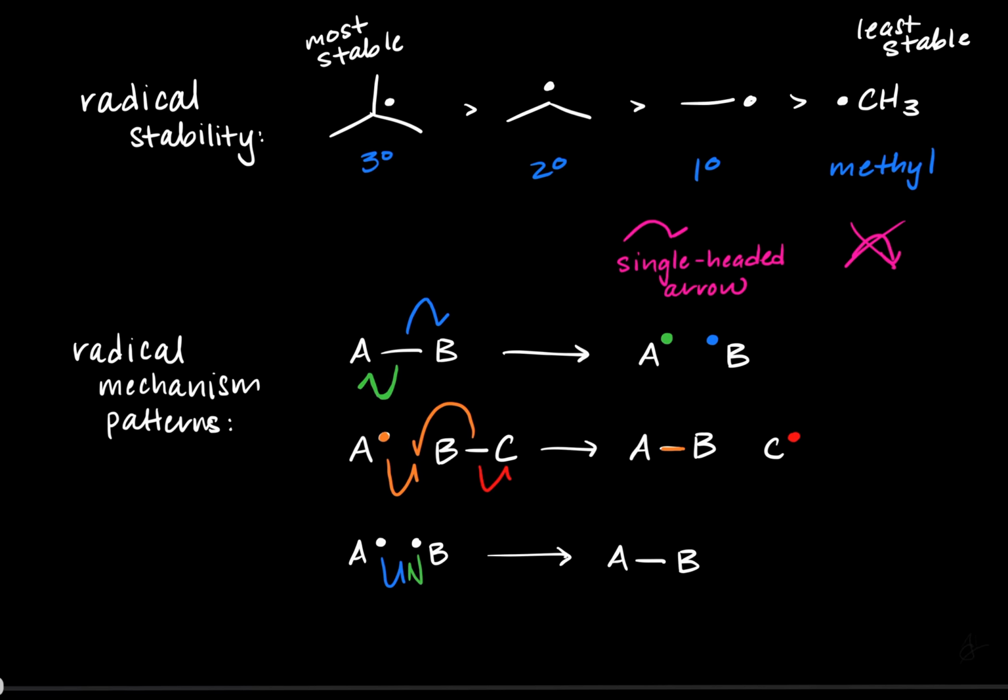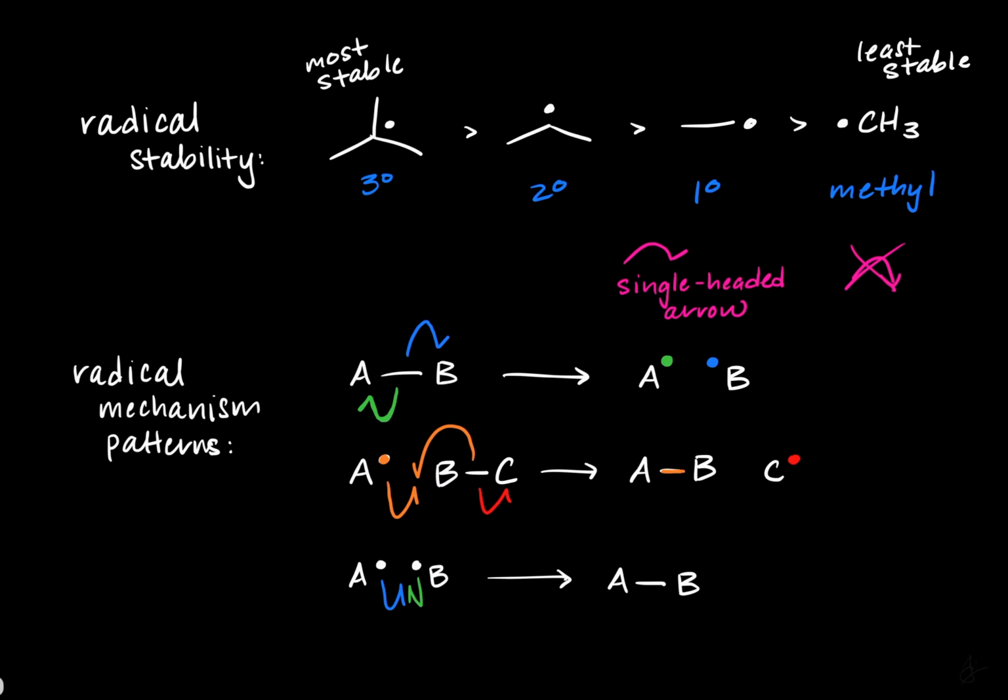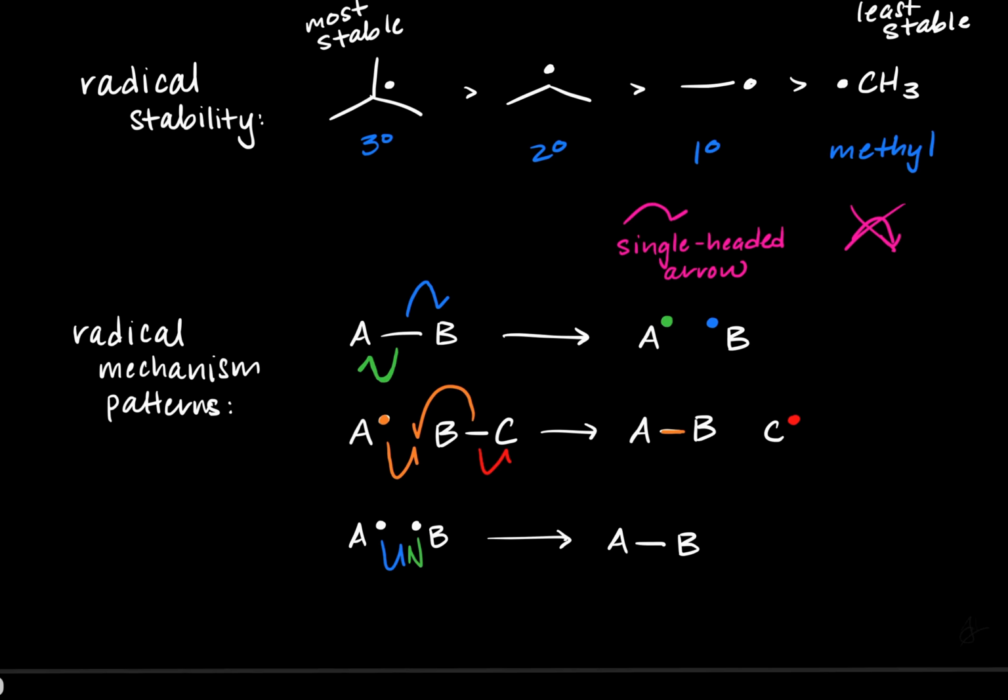Okay, so this is radical stability and radical mechanism patterns. Now let us talk about how we can see these in practice. So we'll start with some example. Our example will be as follows. We have some organic structure, just some alkane.